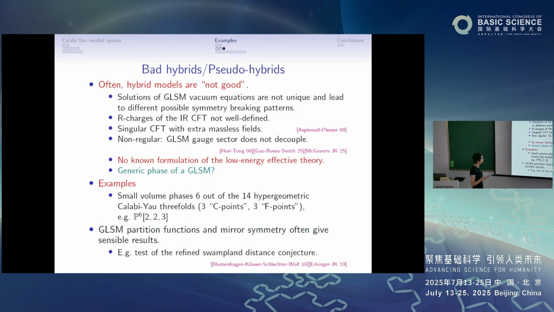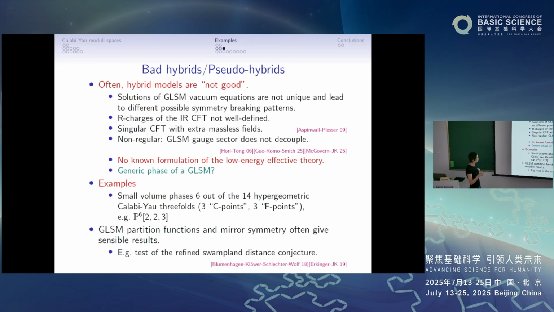All right. So I don't think there is. I think there should be a finer classification of what not good hybrid models are. But for the sake of this talk, it is everything that's not good in the context of the previous examples. So I'm just giving a few examples of what can go wrong in these descriptions.